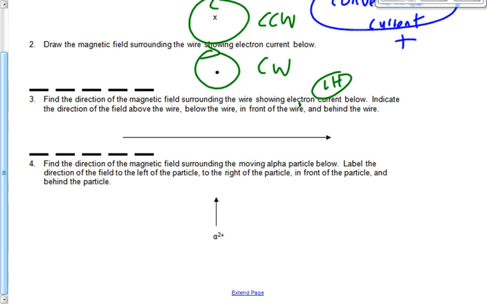Number four says the direction of the magnetic field surrounding the alpha particle. This one is the one where it's really important to write that down, because this is where people usually make the mistake, on the positive particle. They get so used to the left-hand wire grasp rule that they just automatically do that. Right-hand rule this time, because it's an alpha particle, positive. Thumb in the direction of the particle. Where are my fingertips right now?